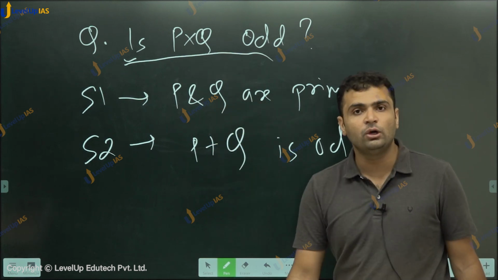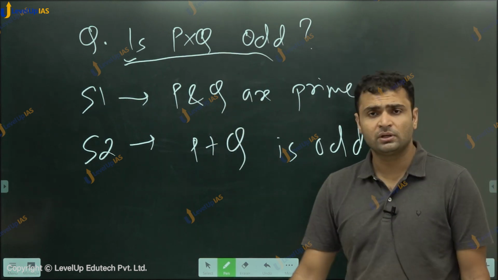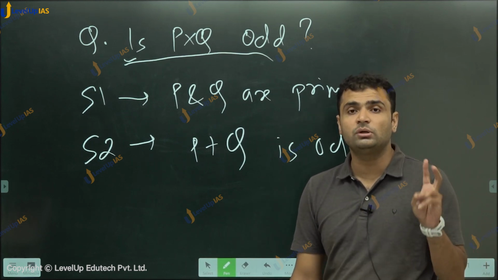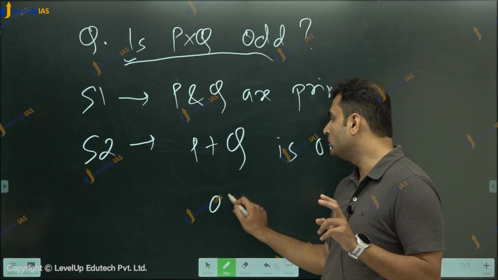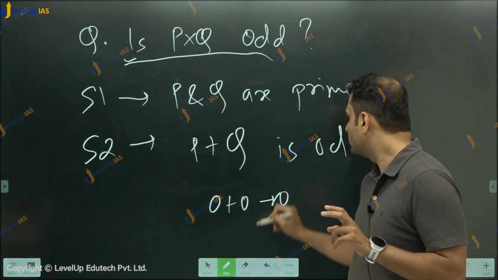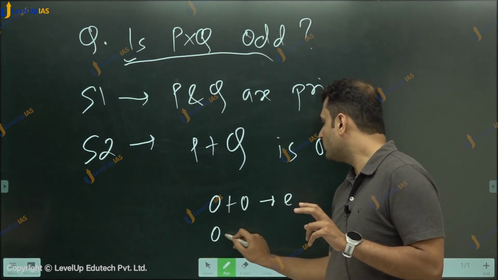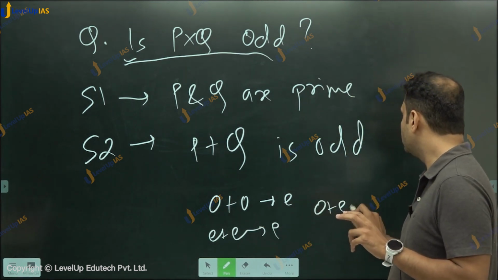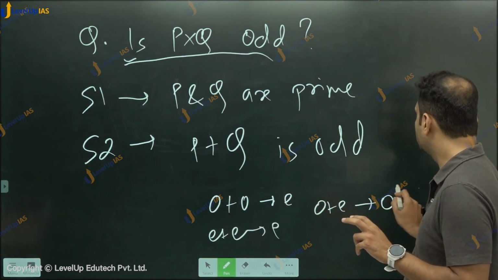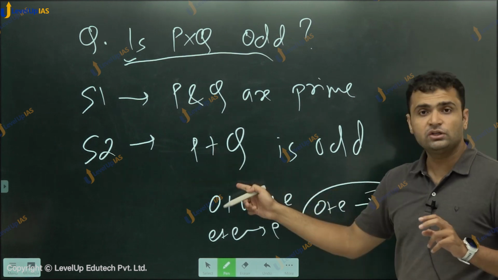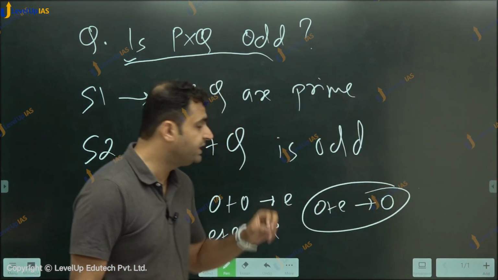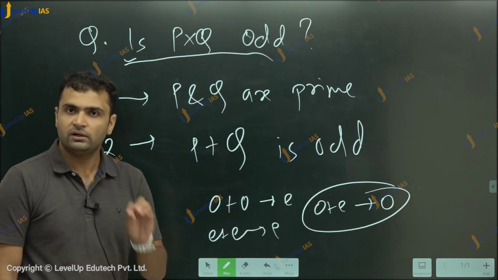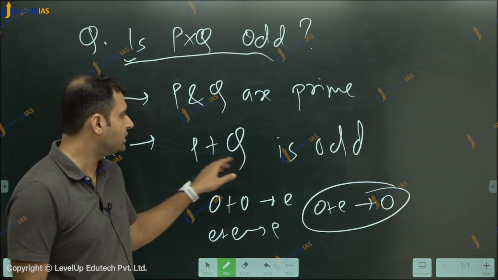What about statement 2 alone? P plus Q is odd, meaning the addition of two numbers is odd. When is the addition of two numbers odd? We know that odd plus odd is even, even plus even is also even, and odd plus even is odd, right? So if the addition of two numbers is odd, then we definitely know that one of them is odd and one of them is even.